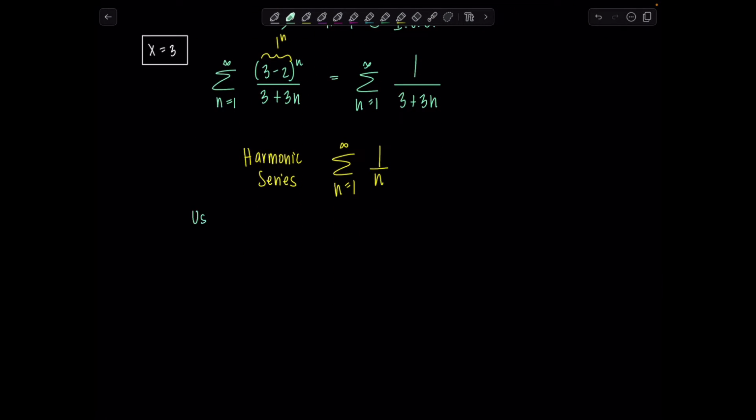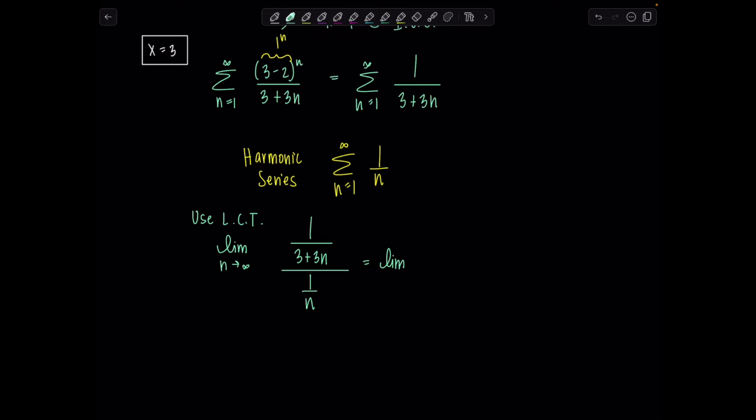We're going to use limit comparison test and just look at the limit as n approaches infinity of the terms of our series, 1 over 3 plus 3n, over the term of the harmonic series, 1 over n.